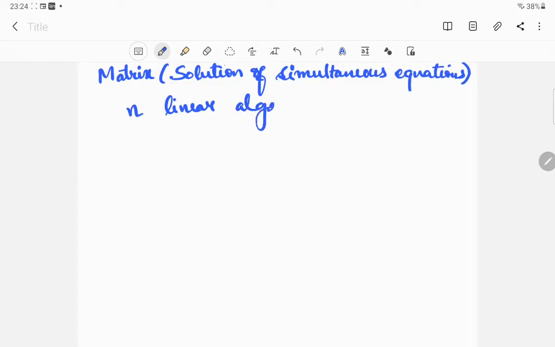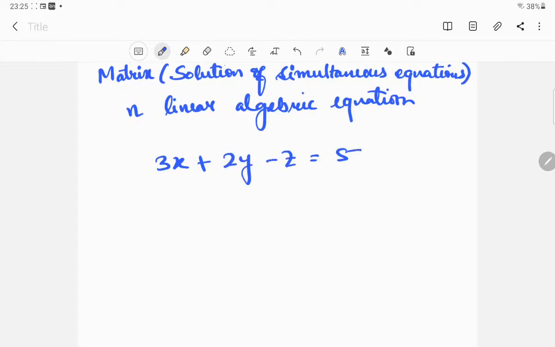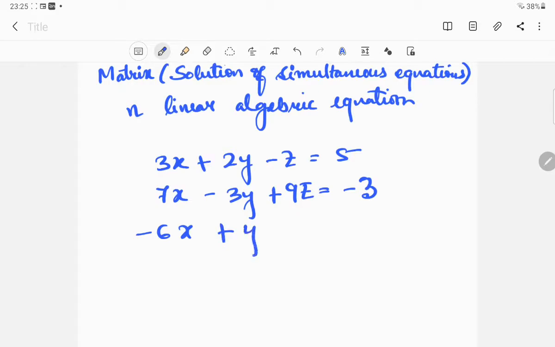linear algebraic equations. You might be aware that sometimes you are asked to solve, let's say, 3x plus 2y minus z equal to 5, then 7x minus 3y plus 9z equal to minus 3, and then something like minus 6x plus y minus 2z equal to 7.